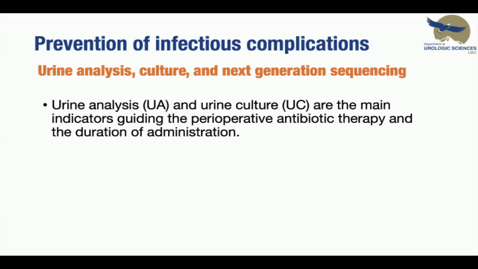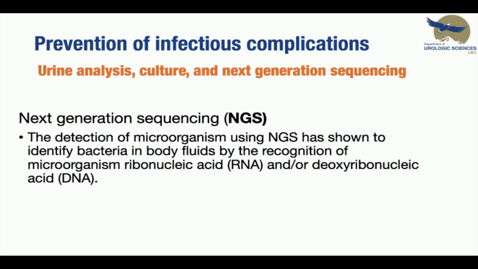We move to the second objective: prevention of infectious complications. As we know, urine analysis and urine culture are the main indicators guiding the perioperative antibiotic therapy and duration of administration. In the last couple of years, we started to hear about next generation sequencing. It's a novel technology to detect microorganisms by identifying bacteria in body fluid by recognition of microorganisms' RNA and DNA.